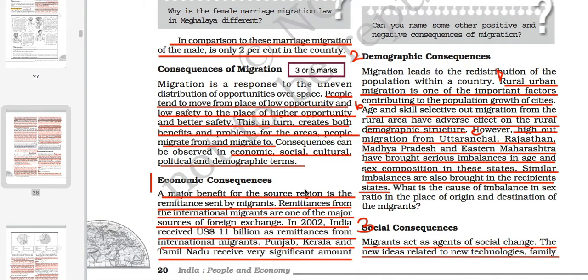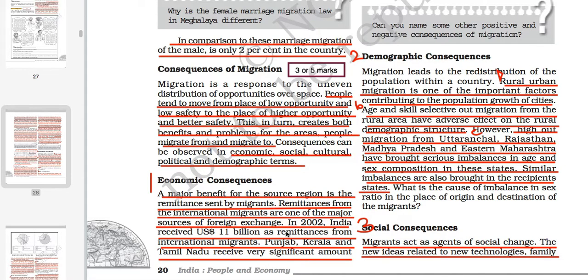The first one is economic consequences. A major benefit for the source region is the remittance sent by the migrants. The main benefit of migration is that the migrants send money. Remittance from international migrants is one of the major sources of foreign exchange. The money sent by the international migrants is the most important source of foreign exchange, meaning foreign money comes into India in the form of remittance.